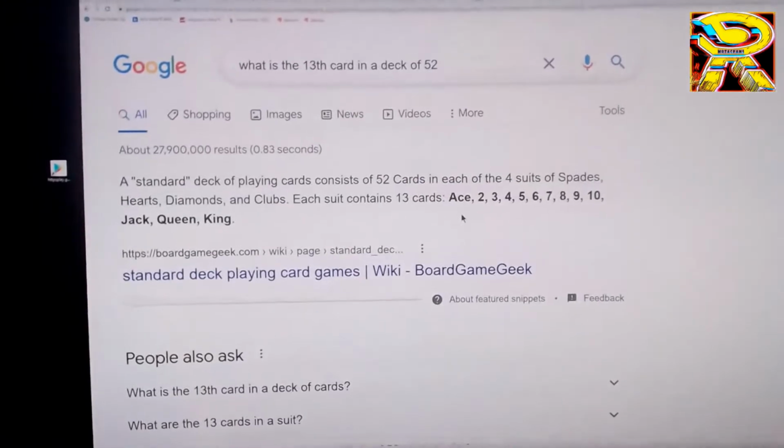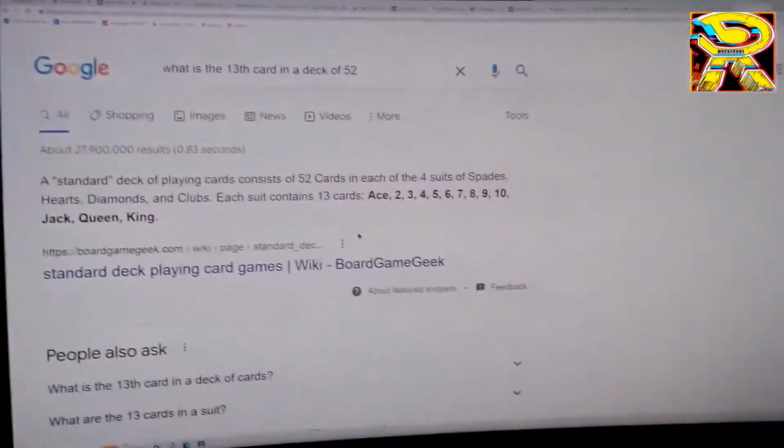According to Board Game Geek, a standard deck of playing cards consists of 52 cards in each of the 4 suits of spades, hearts, diamonds, and clubs. Each suit contains 13 cards: ace, 2, 3, 4, 5, 6, 7, 8, 9, 10.